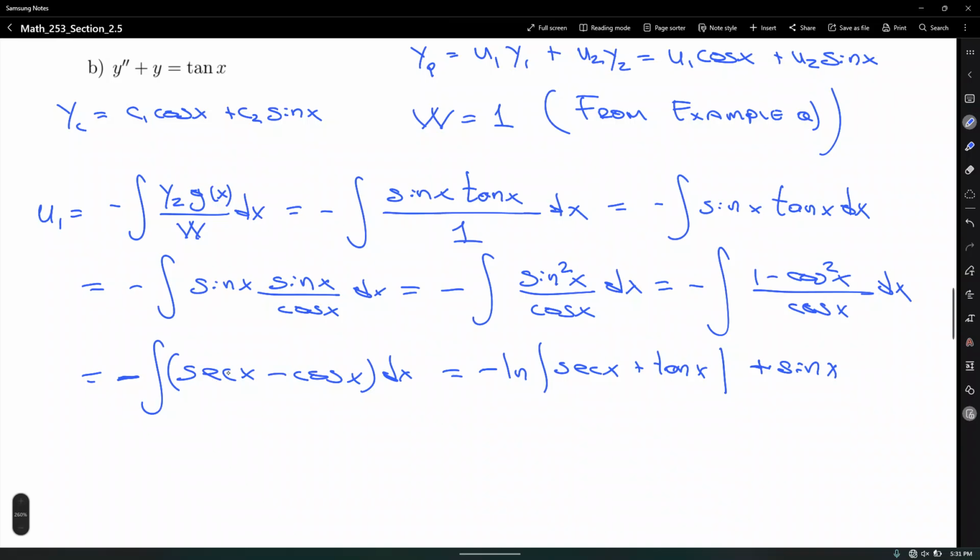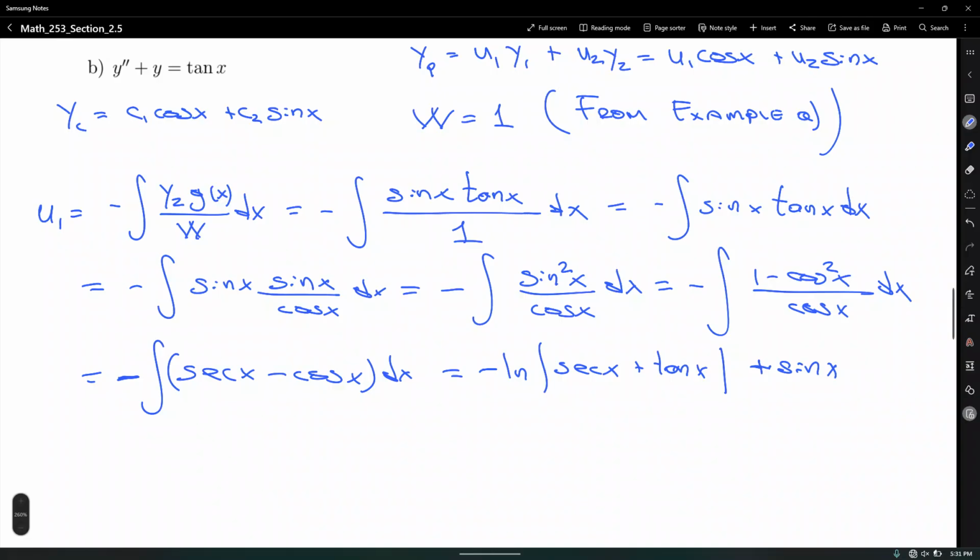So the integral of secant, it's a direct formula, ln of secant plus tangent. But because it's a negative in front of the integral, that term goes negative. And then over here, negative times a negative for the cosine, it's positive. The integral of cosine is positive sine. So careful, it's a negative sign when you're differentiating.